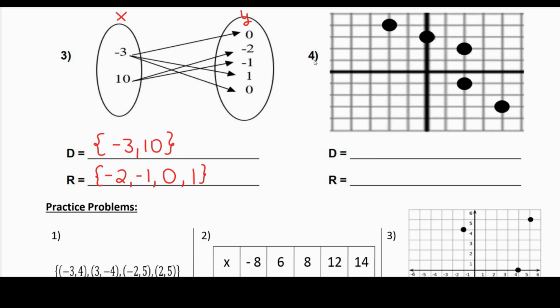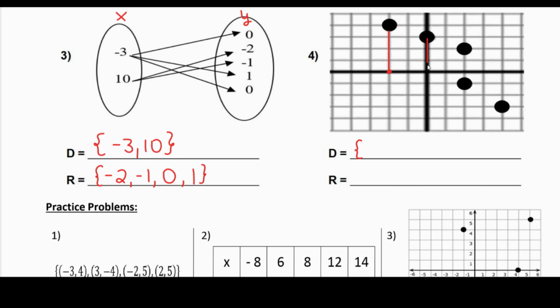Now, for the graph, we're going to do the domain. And remember, domain is the x value. So you're going to look here at the x-axis. And every time you look at a point, going from left to right, the first point will be this right here. You want to look right here on the x-axis.